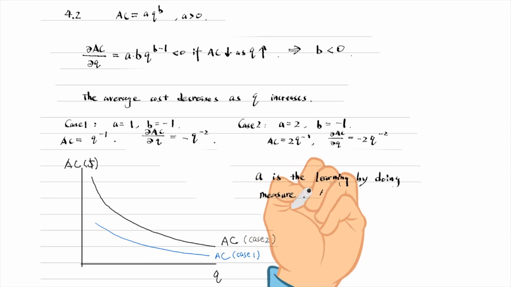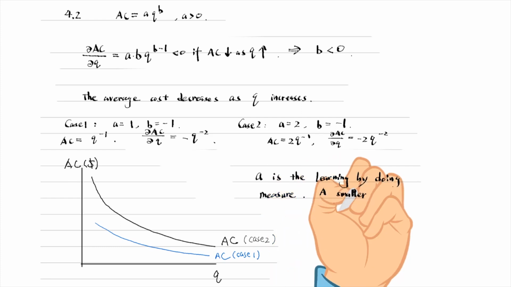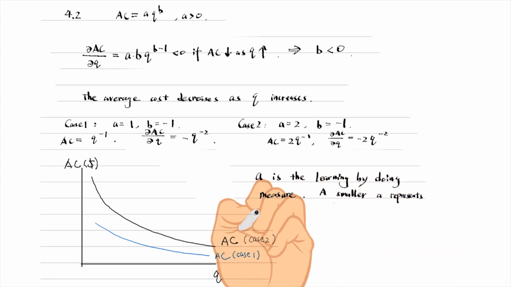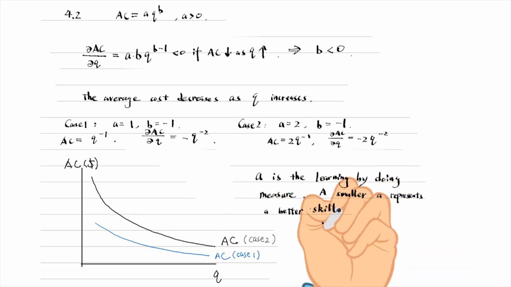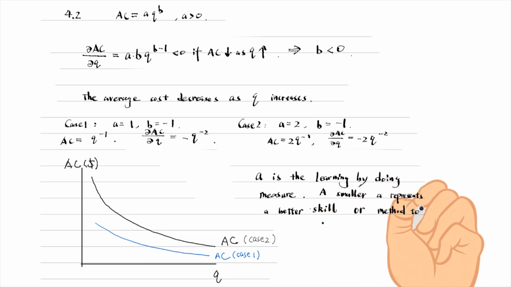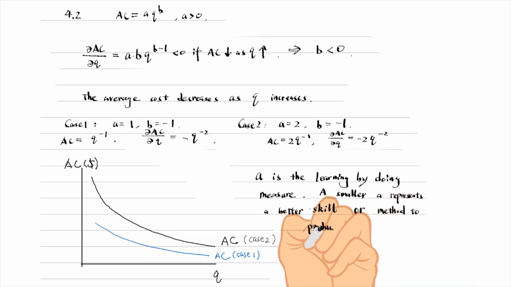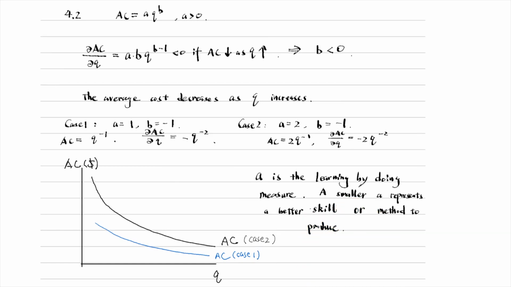Learning by doing means the firm's workers and managers gain productive skills and knowledge of better ways to produce from experience and practice. Learning by doing shifts the average cost curve downwards. When B is fixed, a lower A corresponds to a lower average cost curve. A smaller A represents a better skill or method to produce.